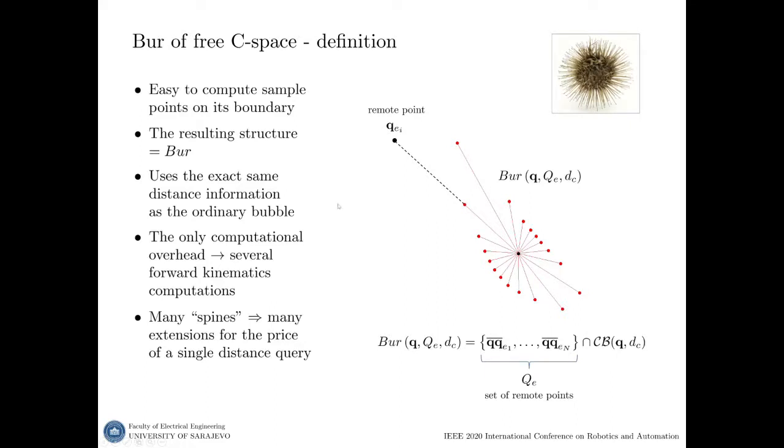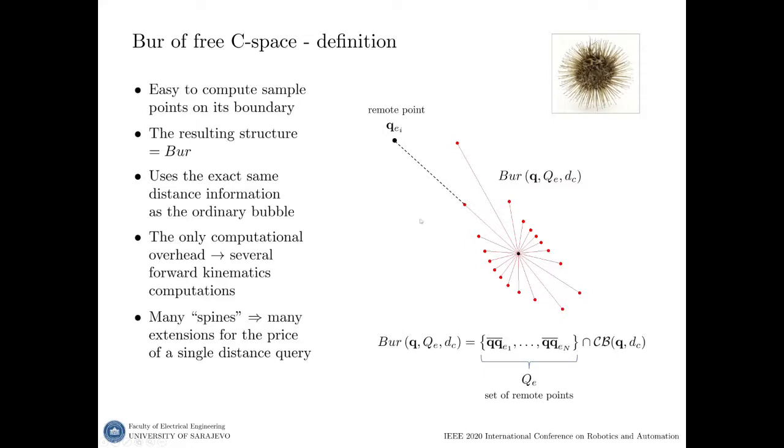As it was shown in our previous work, to compute the Burr, we only need a single distance query and several forward kinematic computations. Formally, the Burr can be defined as an intersection between the complete bubble on one side and a set of rays originating from the configuration Q. The directions of rays are determined by the set of remote points that are usually chosen randomly.